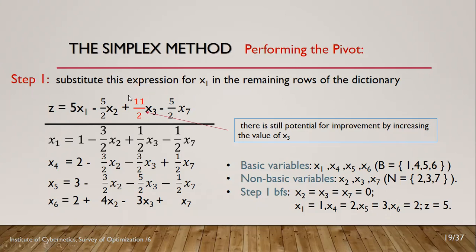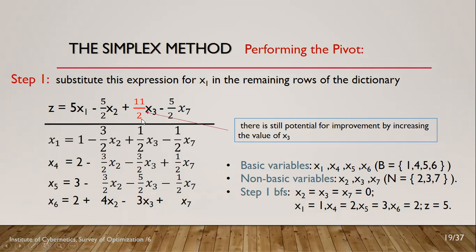Again, we see that there are two positive coefficients in the objective function. One is 5, the other one is 11 over 2, corresponding to the variable x sub 3. So therefore, there is still potential for improvement by increasing the value of x sub 3.